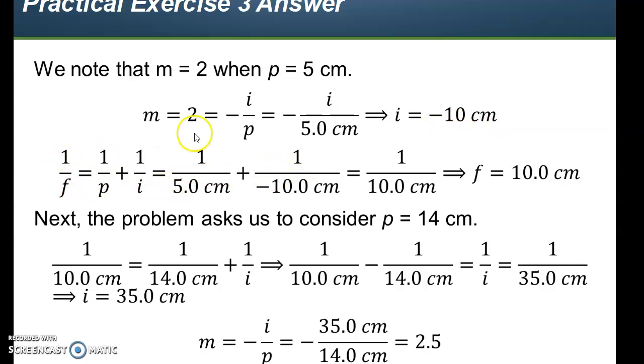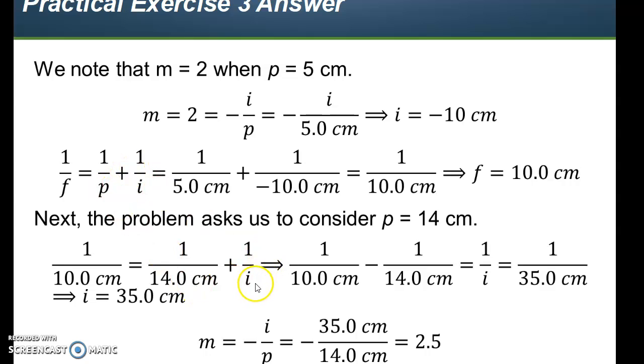Then what you do is you use this equation right here, the lens equation, and the focal point for what it's going to be at some other point out there. So here it's 1 over 5 centimeters plus 1 over minus 10 centimeters equals 1 over 10 centimeters. So f equals 10.0 centimeters. So that's what we have to determine, the focal point first. Then once you have the focal point, you then determine what it is for p. So it's going to be 1 over 10 equals 1 over 14 centimeters.